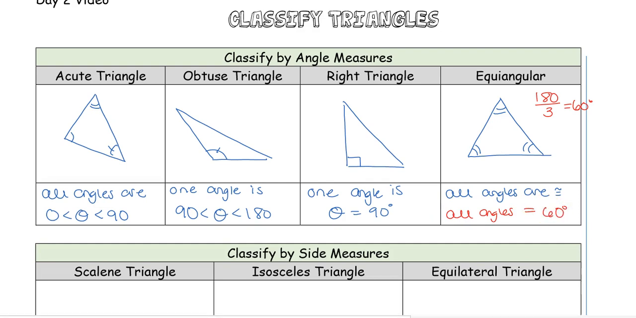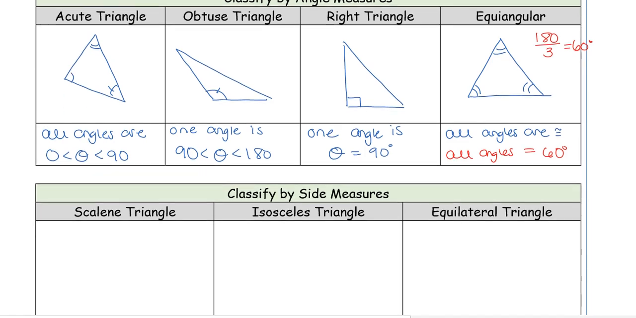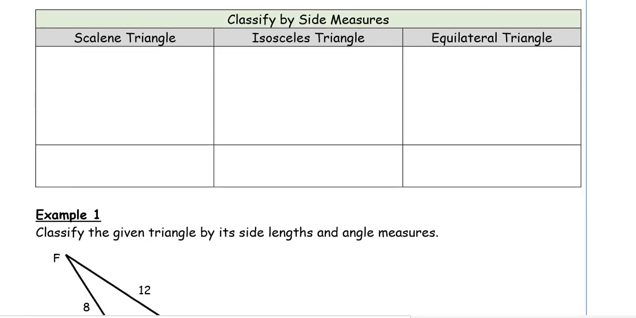So those are how we can name a triangle according to its angle measure. It's either going to be acute, obtuse, right, or equiangular. Then we're going to name it by its side lengths. We have three different kinds of triangles according to the side: scalene, isosceles, and equilateral. If it's scalene, we're going to have three different side lengths. So in a scalene triangle, all sides are different.